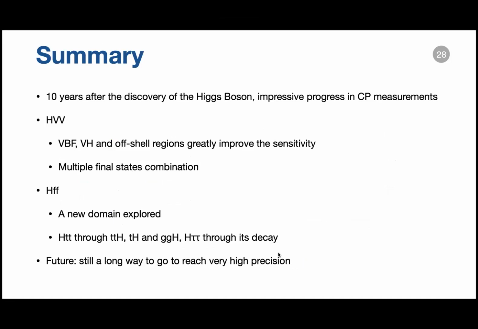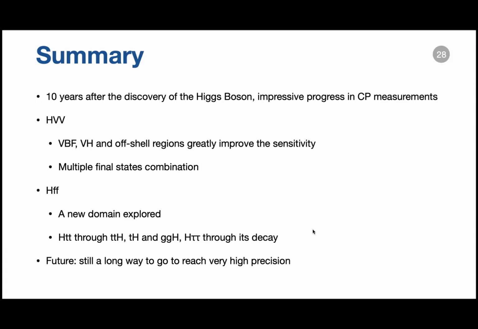Okay, so I now come to my summary. It's now 10 years after the discovery of the Higgs boson, and we have seen impressive progress in the CP measurement of the Higgs boson. It starts with the Higgs vector boson couplings, where people can put some constraints on the CP-odd contributions. Later on, people developed more advanced techniques to look at VBF, VH, and off-shell regions where you have boosted sensitivity through the higher Q squared. This also allows people to combine multiple final states to get better sensitivity.